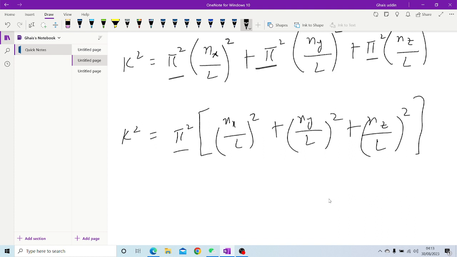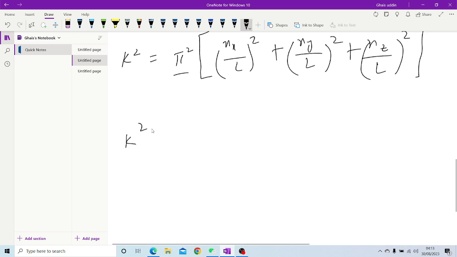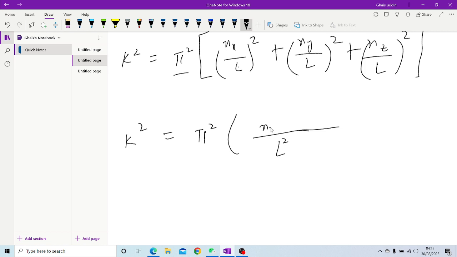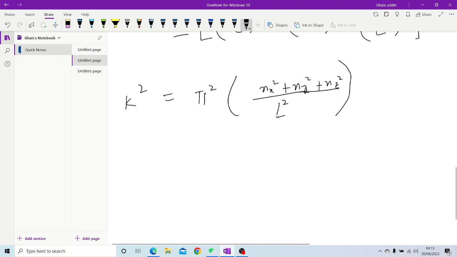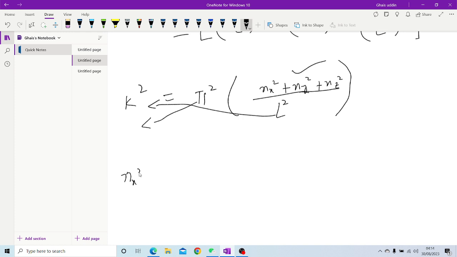Now I can write k square is equal to pi square divided by L square, because the square is on L with every term, into n_x square plus n_y square plus n_z square. Now if we rearrange this above equation, this goes here and this pi will come with the division. So I can write n_x square plus n_y square plus n_z square, which is equal to k square L square divided by pi square.